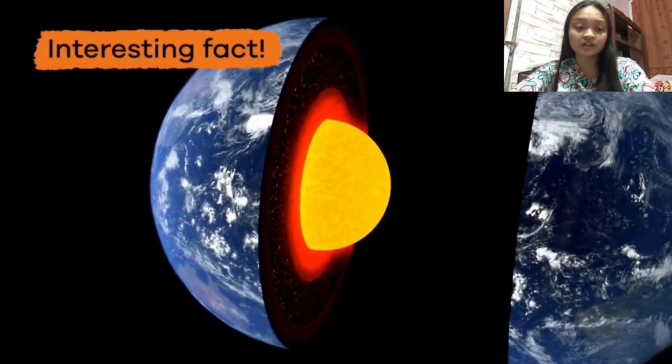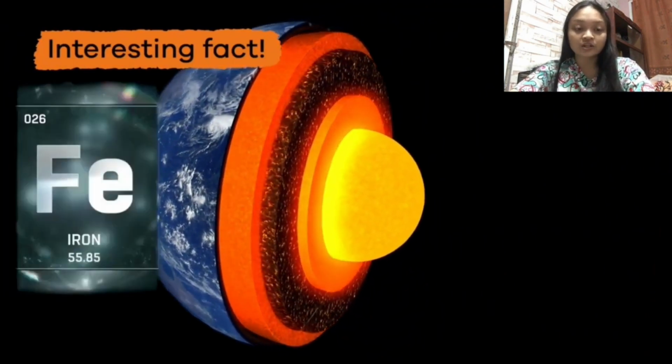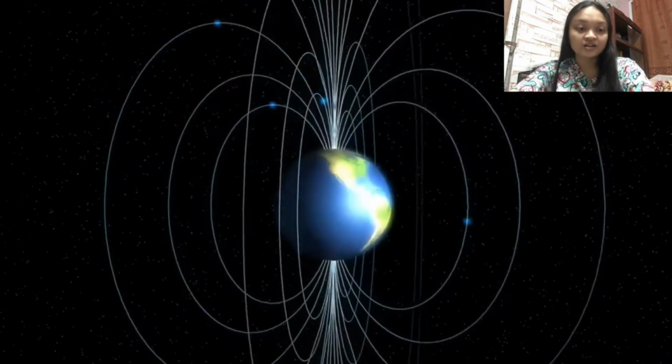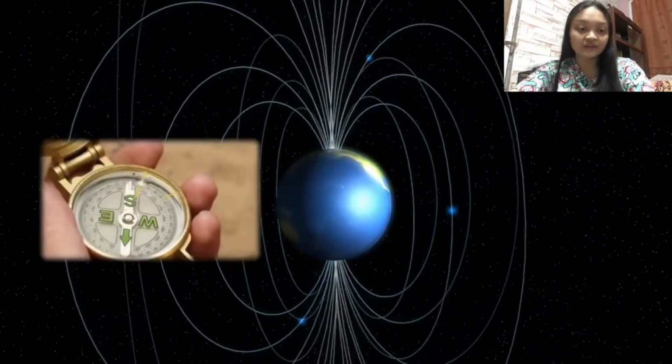And here is one interesting fact. The Earth's core is made of iron and nickel, so it creates its own magnetic field. Magnets are pretty awesome, right?